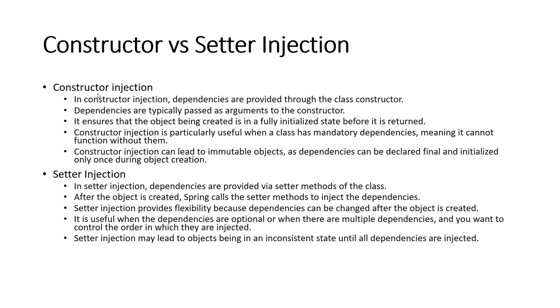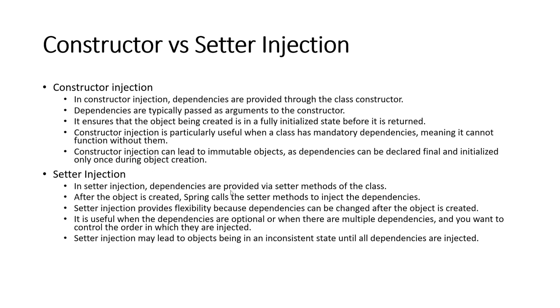In this slide, we will just go through the differences, whatever we discussed. In constructor injection, dependencies are provided through the class constructor. We know dependencies are typically passed as arguments to the constructor. It ensures that the object being created is in a fully initialized state before it is used. Constructor injection is particularly useful when a class has mandatory dependencies, meaning it cannot function without them. Constructor injection can lead to immutable objects, as dependencies can be declared final and initialized only once during object creation.